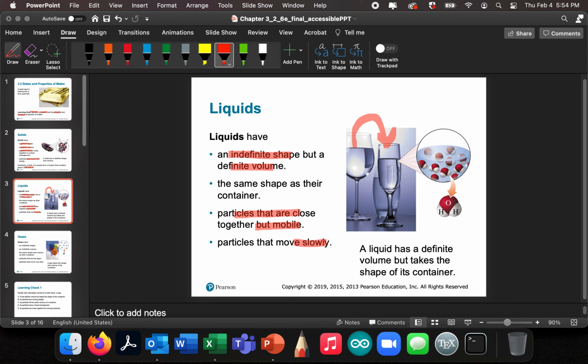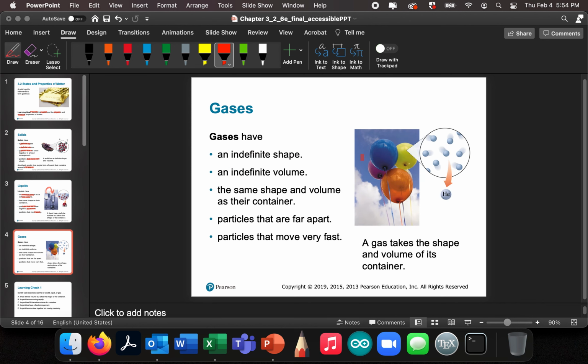Okay. Now a gas is very different. It has an indefinite shape and an indefinite volume. Right, the same shape and the same volume as the container that they're in. The particles are super far apart, like way farther apart than liquids and solids, okay? And the particles move blazingly fast compared to liquids and obviously solids. We can, to some approximation, say that solid particles don't move. They do move, but they basically stay in one location.